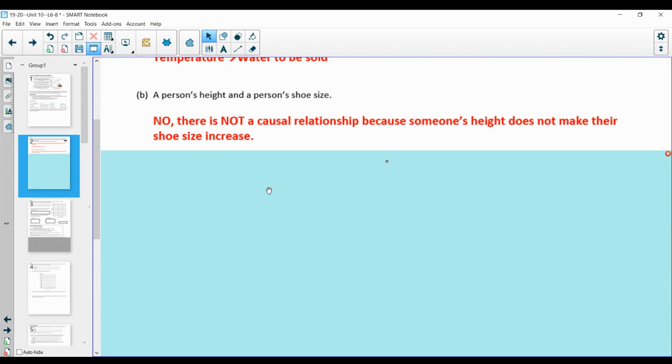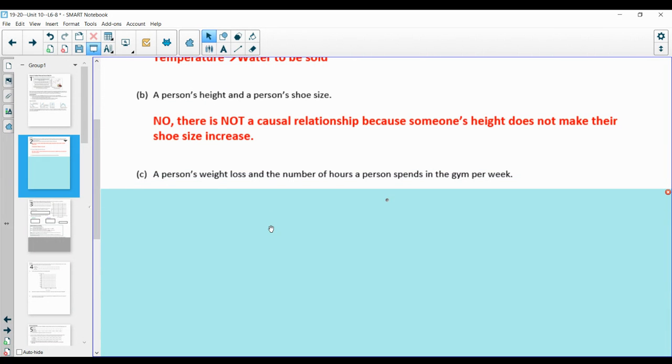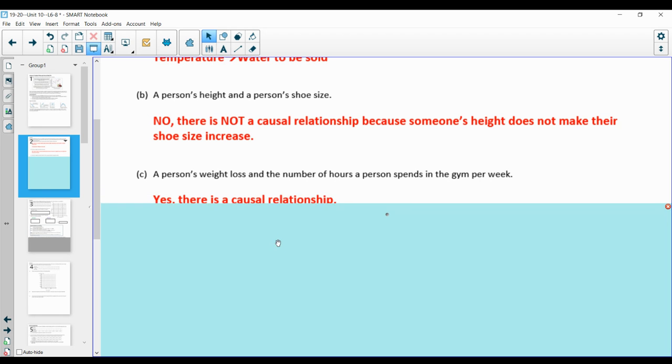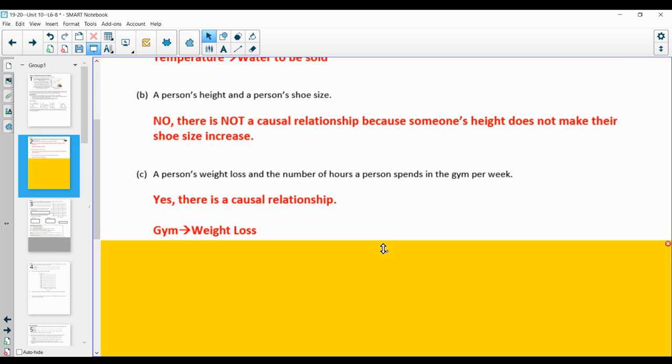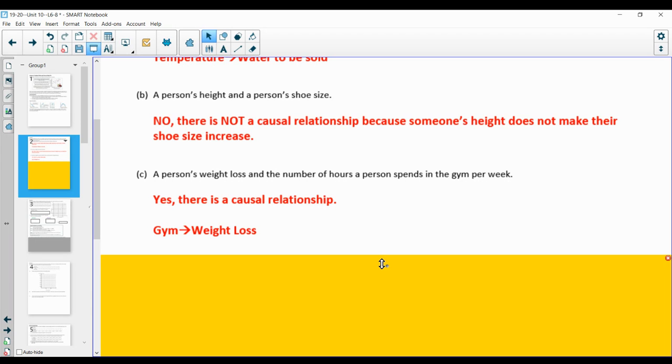Let's look at C. A person's weight loss and the number of hours a person spends at the gym. Does one cause the other? Well, the answer here is yes, there is a causal relationship. Take a moment and think, which one causes the other? Does your weight loss cause you to go to the gym, or does going to the gym cause you to lose weight? The answer is that going to the gym will cause you to lose weight.